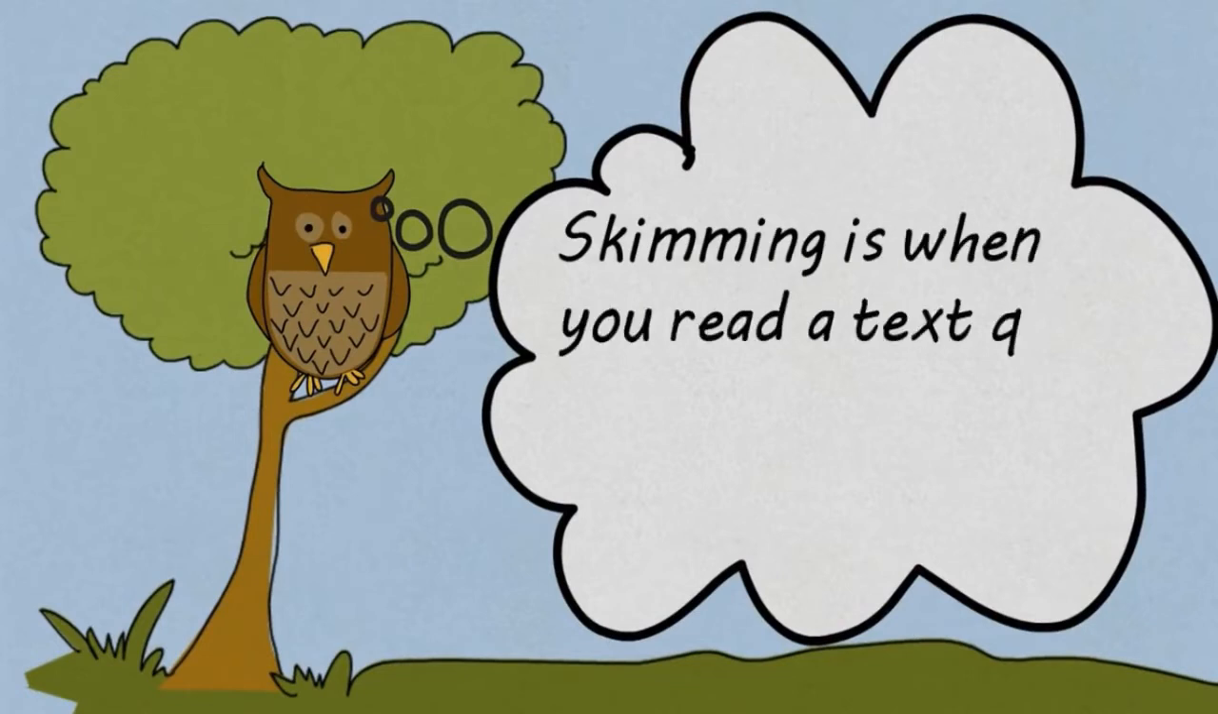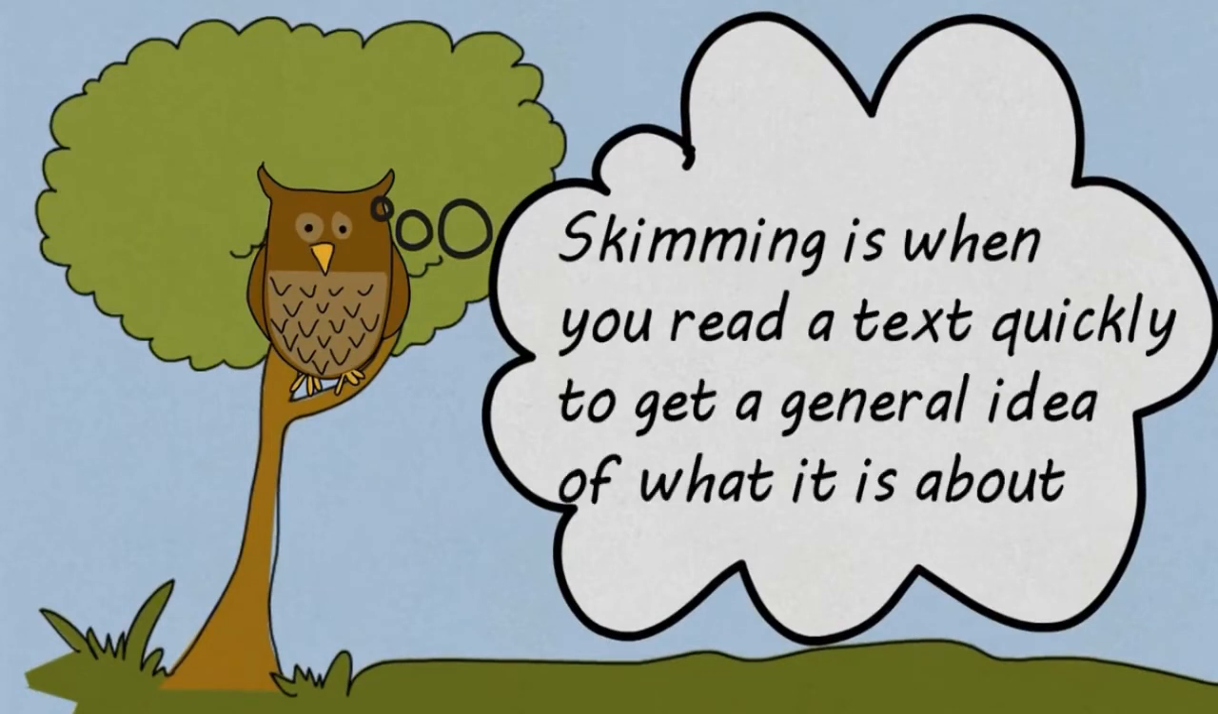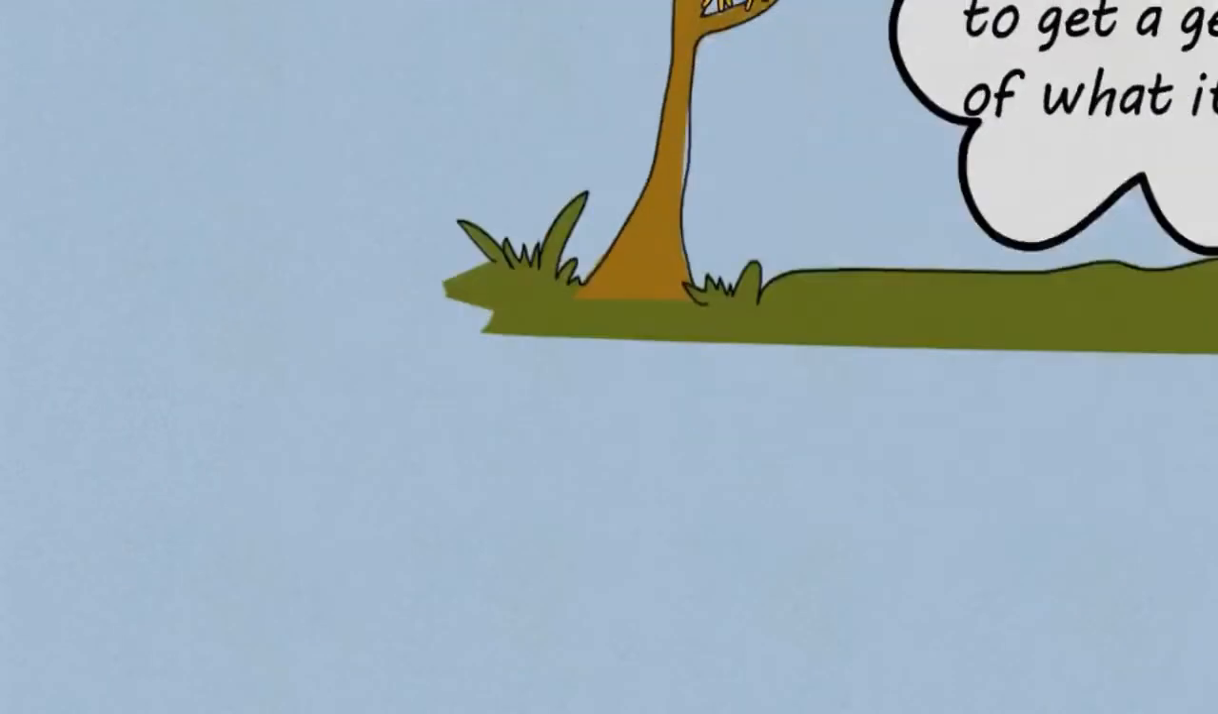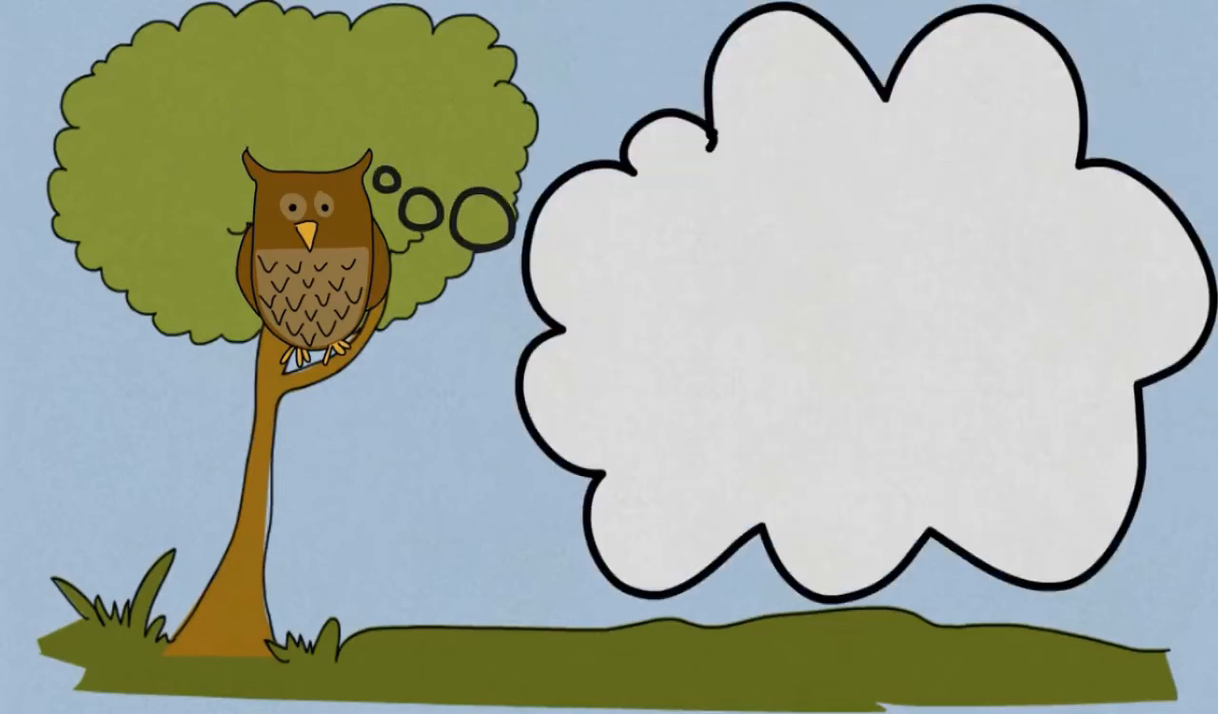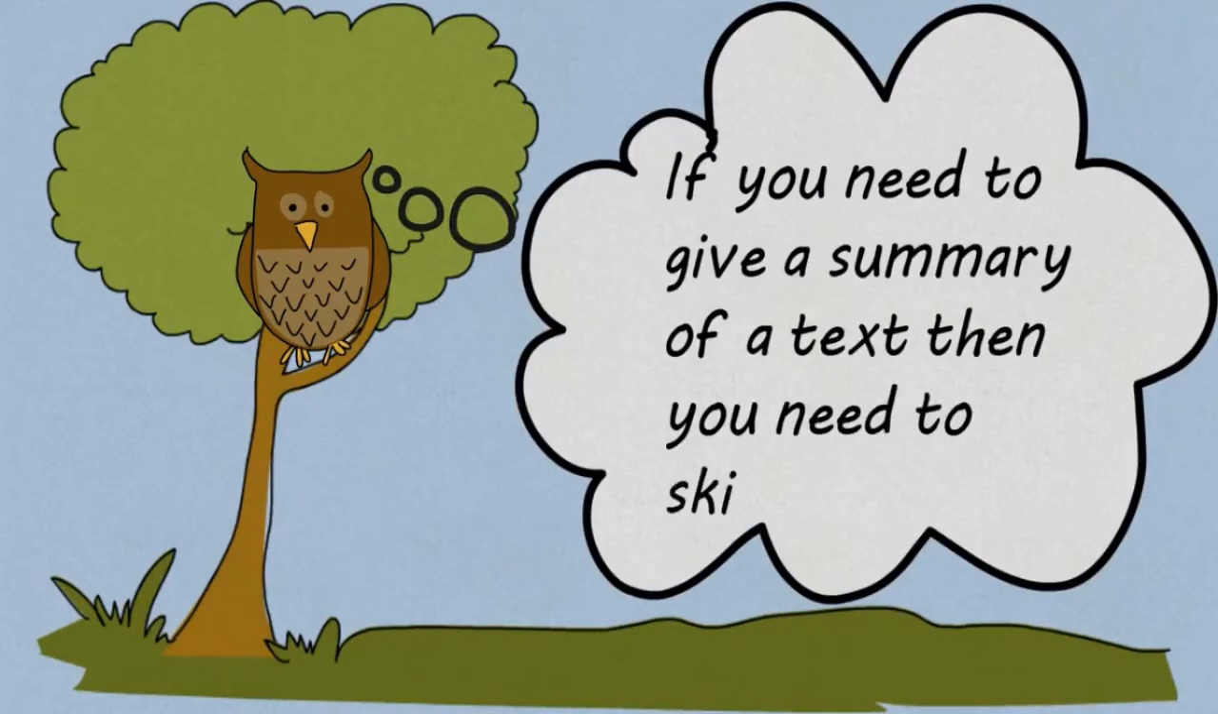When we skim read, we're speed reading. We're reading to get a quick general view of what that text is about without worrying about the detail. Skim reading is a really useful skill to use if you need to give a summary, because you can get a general idea of what it's about and tell someone else.